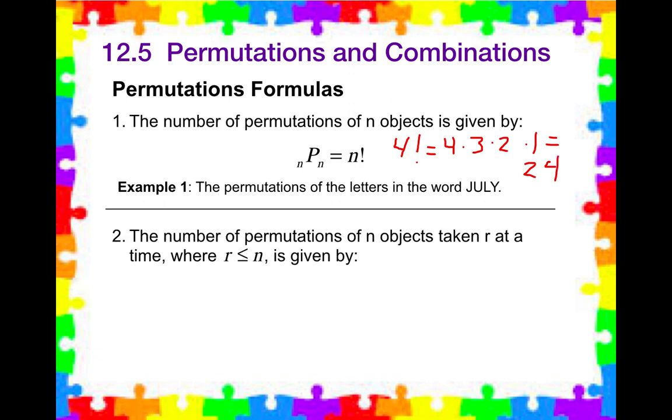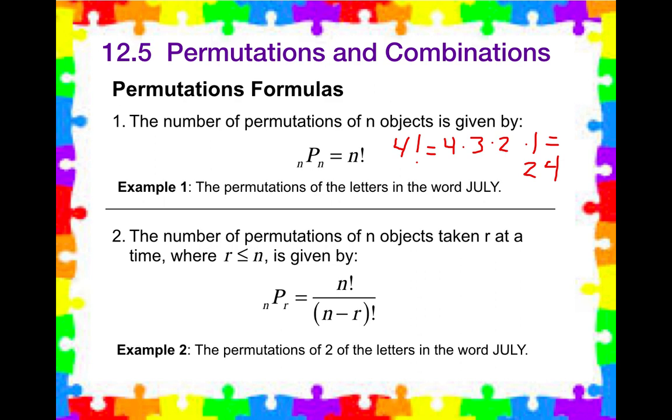The number of permutations of n objects taken r at a time. So instead of taking all of them, maybe we only want to take some of them, where r is less than or equal to n, is given by this formula. We have n objects, and we're going to pick out r at a time, just some smaller number of them. Then it's n factorial over n minus r factorial.